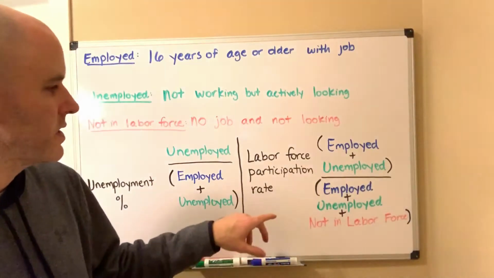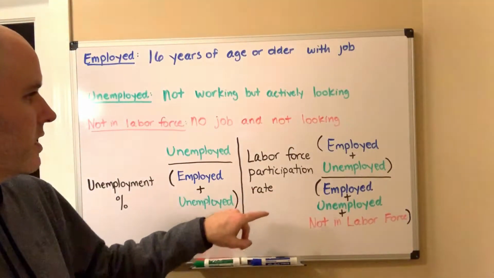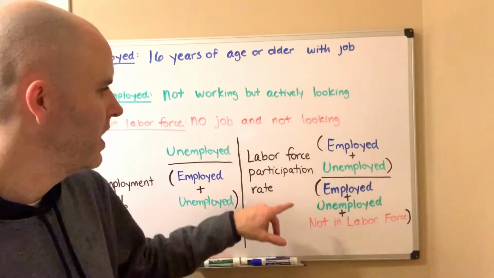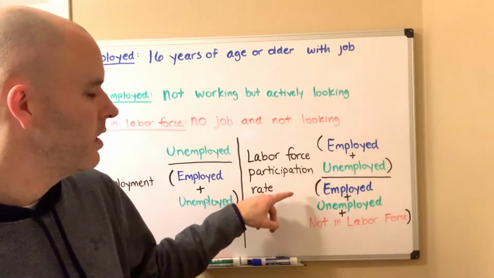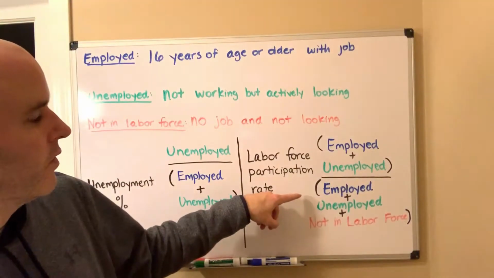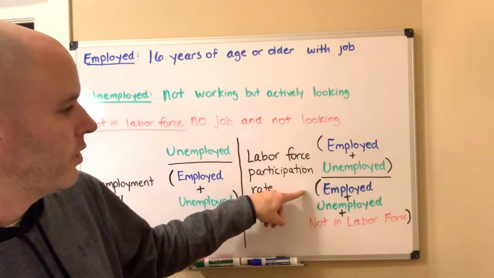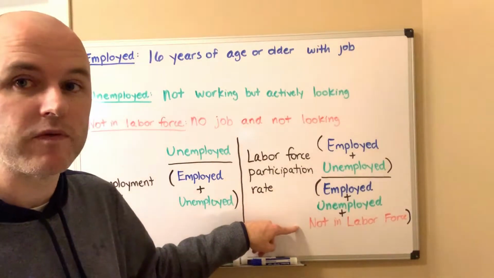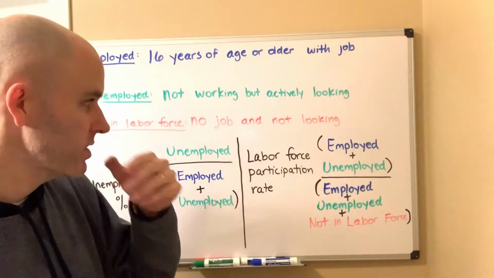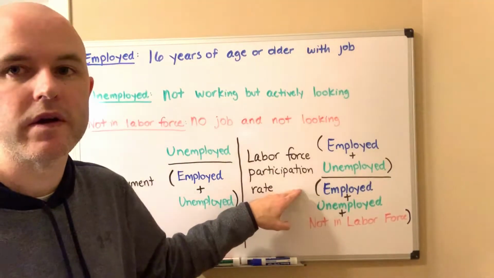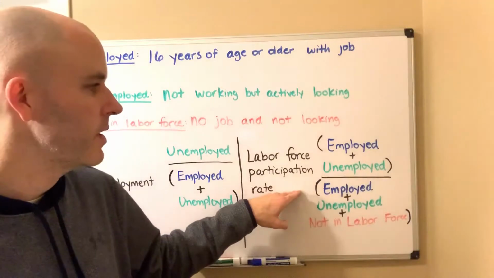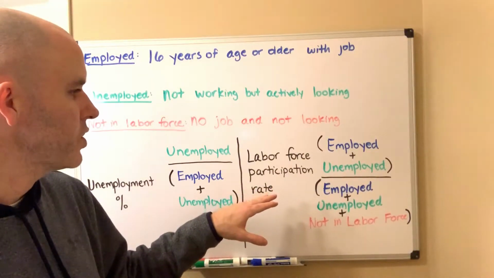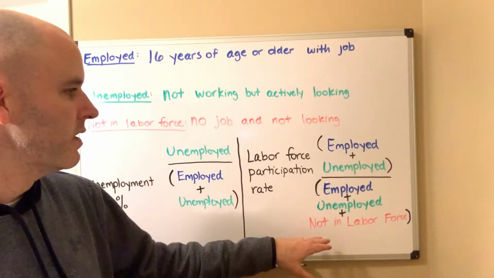For the labor force participation rate, we take the employed and the unemployed, also known as the labor force, and we divide that by the total of the employed plus the unemployed, plus those not in the labor force. Now, I personally think this is a better indicator of a healthy economy, because when you're talking about the labor force participation rate, you're including everybody that's not in the labor force.